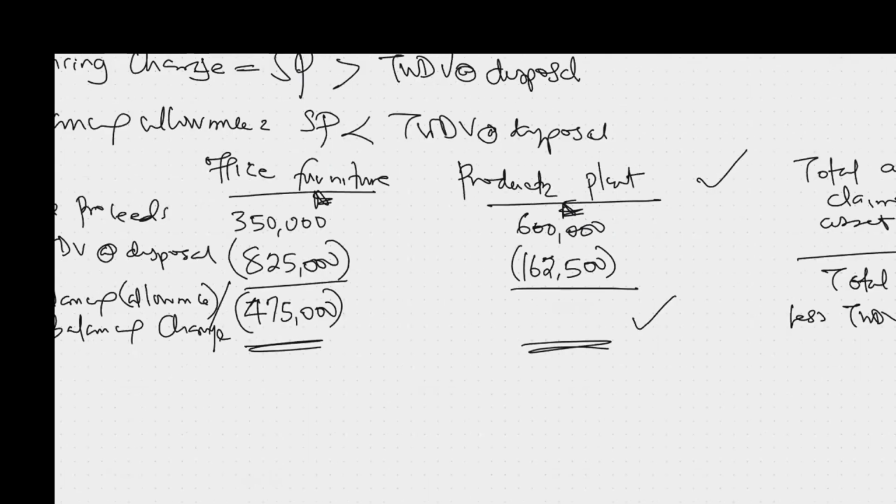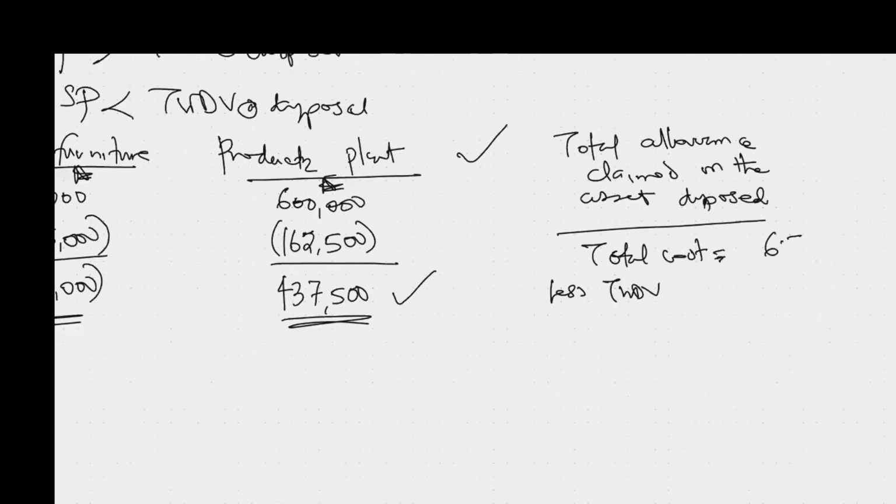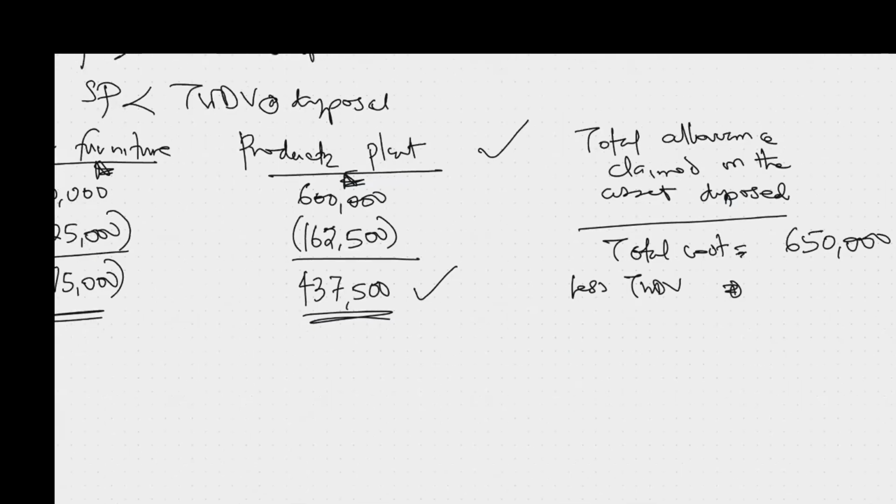So we now want to check. The cost of acquisition of this was 650, and the cost of acquisition of this was 650. The tax written down value at disposal of this asset was 162,500. So what's the variance? 437,500. No, it's not 437, it's 487,500.